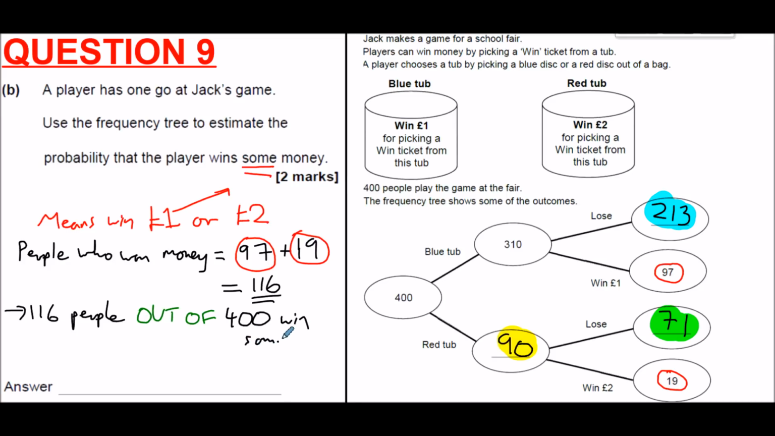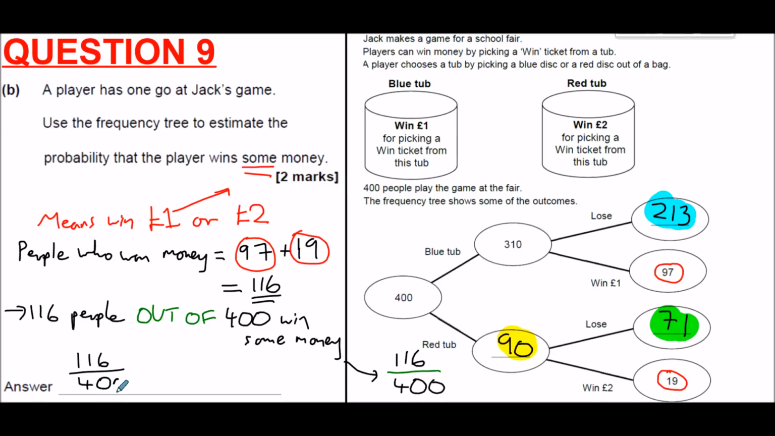Now probability can often be thought of as a fraction. So in this case, because 116 people out of 400 win some money, we can consider that as 116 out of 400. So we're using the relative frequency here to give us an estimate of the overall probability. If 116 out of 400 people won some money, that's your best estimate for the probability of winning some money for Jack's game. And so we can put this on our answer line, but it's 116 out of 400.